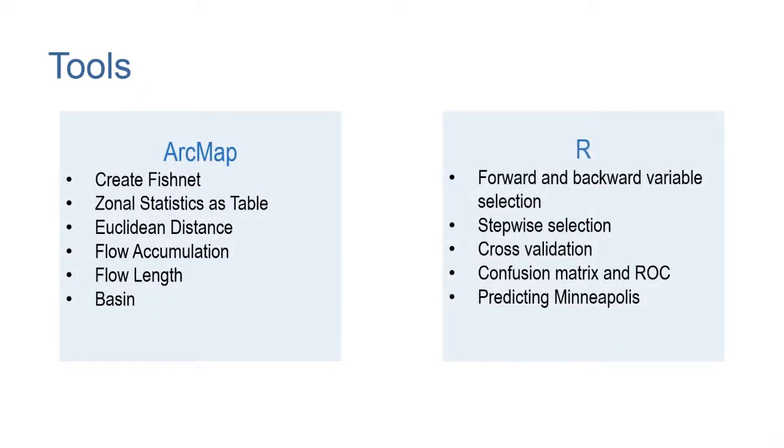We used ArcMap and R to complete this project. In ArcMap, we gathered different variables in this systematic process, and we used ArcHydro tools to evaluate the hydrology of Calgary. In R, we selected variables that we had created in ArcMap using the different selection processes, and then validated the models and assessed their fitness. We then used the final model to predict future inundation in Minneapolis.